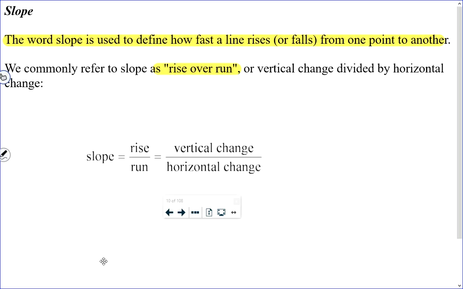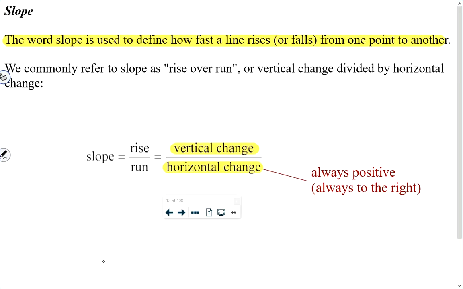Slope is often calculated using the idea of what's called rise over run. Rise is a vertical change, and run is a horizontal change. So one way to calculate slope is to determine the vertical change and divide that by the horizontal change. The horizontal change is always to the right. It's always left to right.